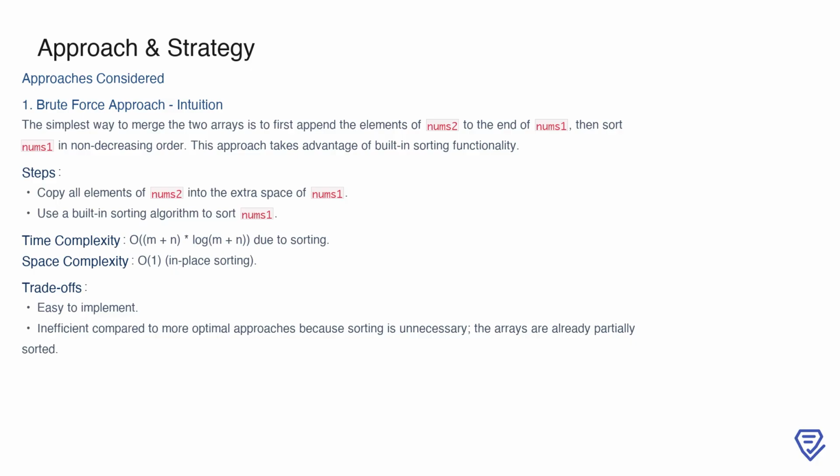However, the time complexity is O((m plus n) log(m plus n)) because of the sorting step, and even though it operates in place without additional memory, it's inefficient. The arrays are already partially sorted, so sorting the entire array again introduces unnecessary overhead. While this approach is easy to implement, it isn't optimal when compared to more sophisticated strategies.